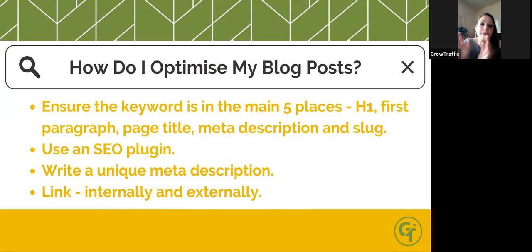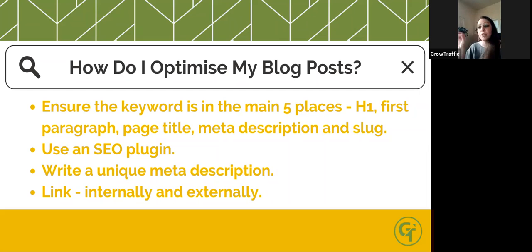So the final stage that you need to do once you've written your blog post, you've got all those lovely questions and answers in there, is just do a little bit of optimization at the point of uploading. Now, if you are uploading to WordPress or one of the main content management systems, you're probably going to have an SEO plugin in there. It's going to ask you these questions really obviously. You don't have to go looking for this information at all.